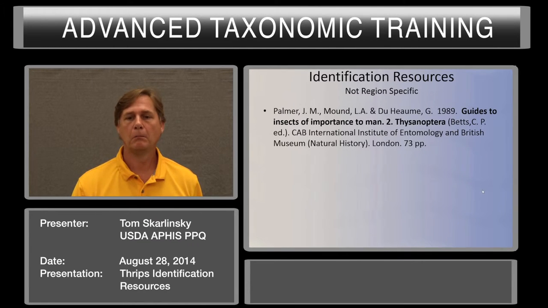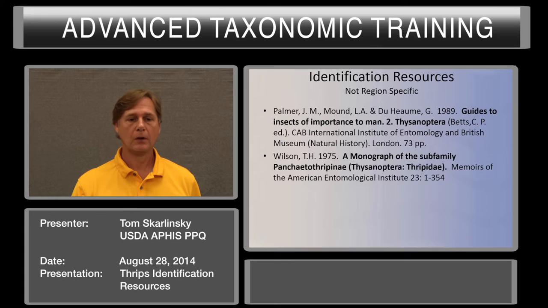Another manual, this is actually a guide, which is very good for economic species. It's not going to be very comprehensive and have all of the species in a particular genus, but for ones that are of economic interest, this is a very good reference. Now the final one is the Panchaetothripinae. This is a monograph by Wilson. This is worldwide, so no matter where in the world you've identified your Panchaetothripinae from, this should help you out a lot.